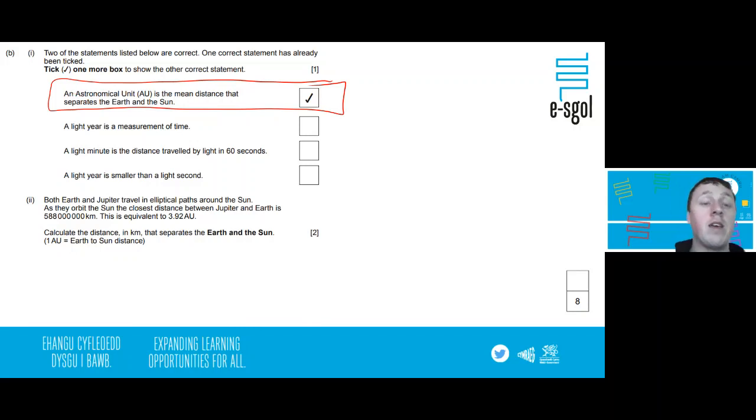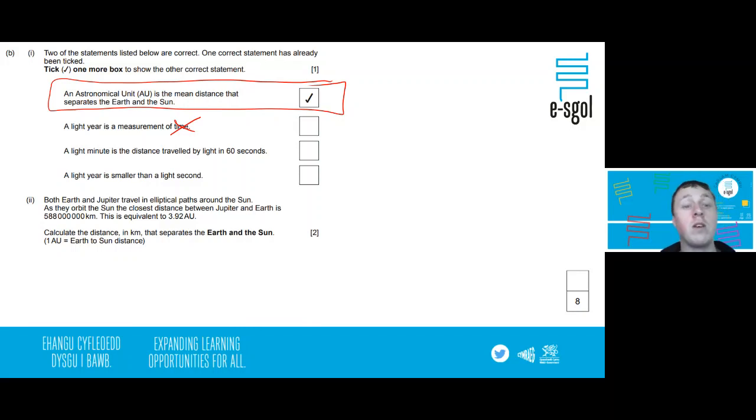So the first statement is the astronomical unit is the mean distance that separates the sun from the Earth. The second comment is a light year is a measurement of time. And ideally, as you've been revising, you've noticed that light year is one of those ones that has the word year. However, it's a measurement of distance. So that bit is false. So we don't put anything in this box. You hopefully have learned that a light year is a measurement of distance. So any other factor of light hour would also be a distance.